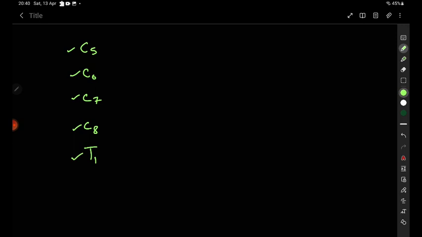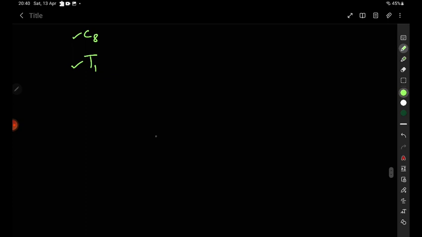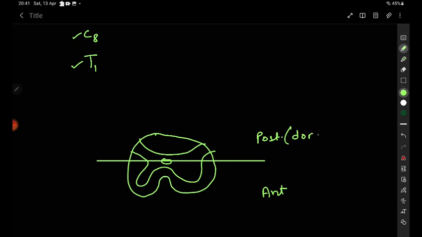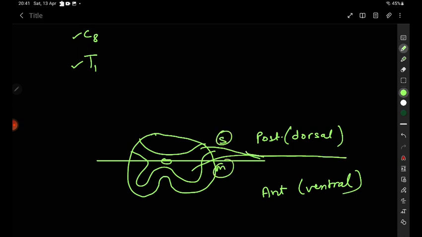So we know that the spinal cord has anatomy something like this. This is the spinal cord. This is the anterior part, and this is the posterior part. It is also known as dorsal part, and this is also known as ventral part. So the ventral horn gives rise to the motor part, and the dorsal horn gives rise to the sensory part. And together these sensory part and this motor part combine to form a spinal nerve.